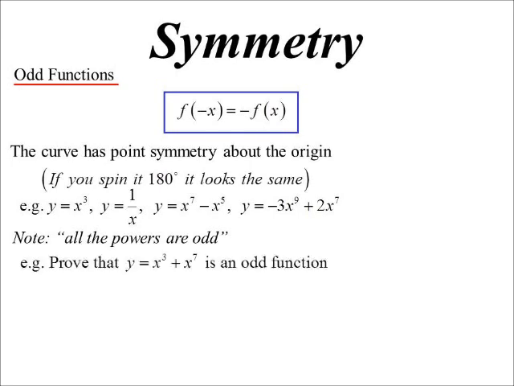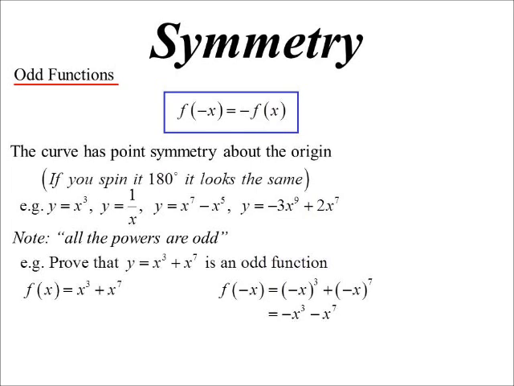All right, let's prove it. Let's prove x cubed plus x to the 7 is an odd function. To prove it, we have to use the definition. So f(x) is x cubed plus x to the 7. For f(-x), everywhere I see an x, replace it with negative x. I get (-x) cubed plus (-x) to the power of 7. Well, (-x) cubed would be negative x cubed, and (-x) to the power of 7 would be negative x to the power of 7.